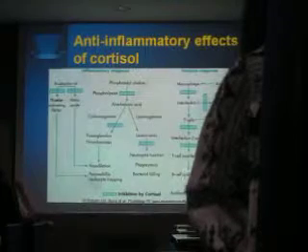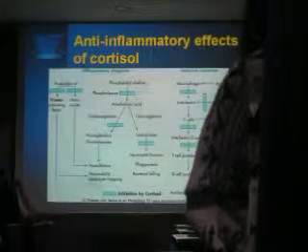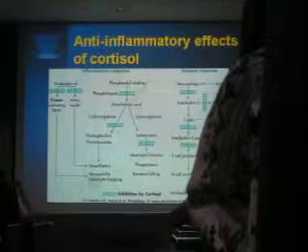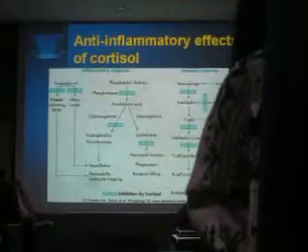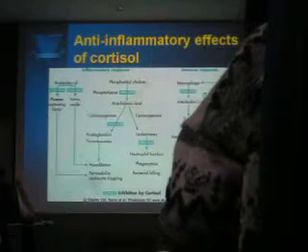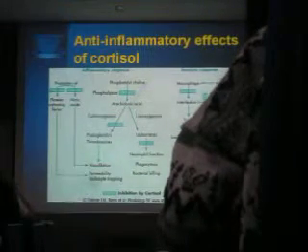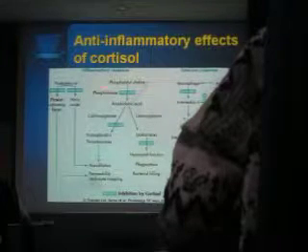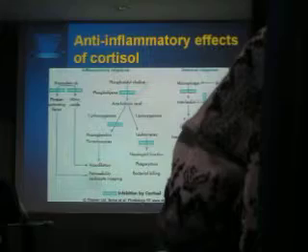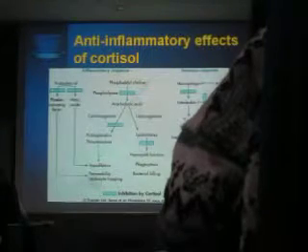Cortisol has potent anti-inflammatory effects, which is why I'm sure you know of people or you yourself have taken synthetic glucocorticoids for inflammations or allergies. This is based on the fact that we know that cortisol can inhibit various steps in the inflammatory response denoted with those green bars, and can also inhibit various steps in the immune response.